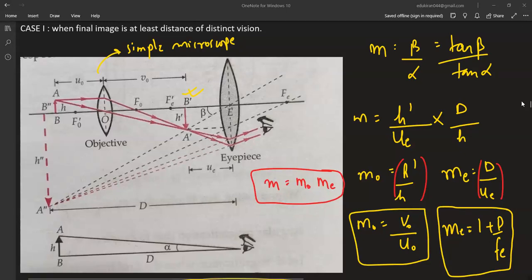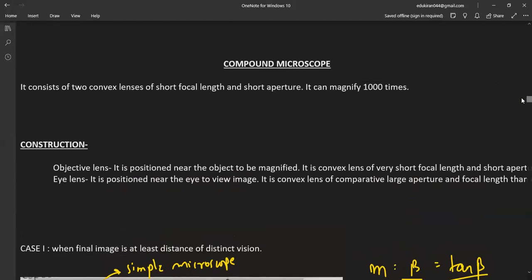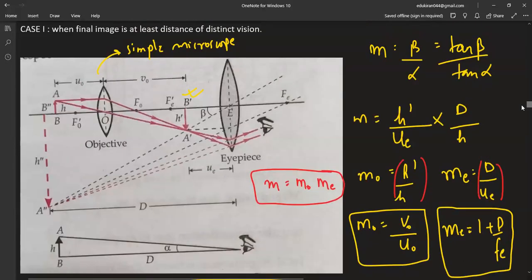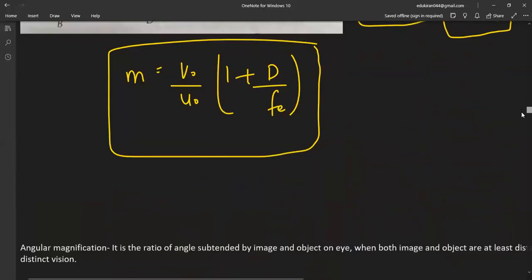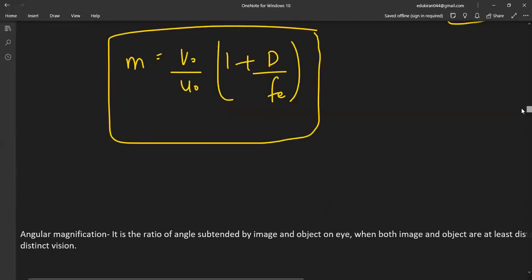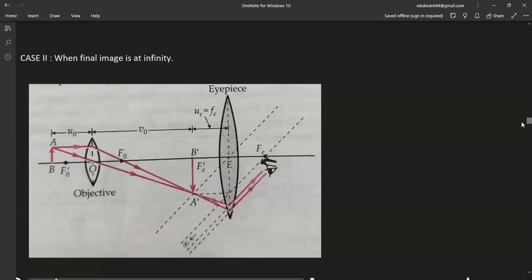See, this we already discussed. We started with compound microscope. So I told you that there will be two types of lens. One where image is formed at least distance of distinct vision. So it is formed at this separation. Both lens were there and image was magnified. And final formula was V naught by U naught into 1 plus D by FE. Angular magnification was the same. So we have already calculated it. Second case was left to be discussed.